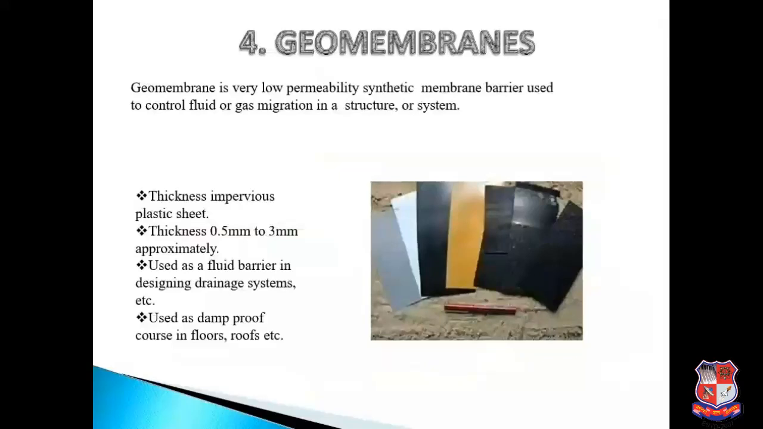Next one is geomembranes. Geomembrane is a very low permeability synthetic membrane barrier used to control fluid or gas migration in a structure or system. You can see the impervious plastic sheet in the image. Thickness is approximately 0.5 mm to 3 mm. Used as a fluid barrier in designing drainage systems, etc. Used as damp-proof course in floors, roofs, etc.